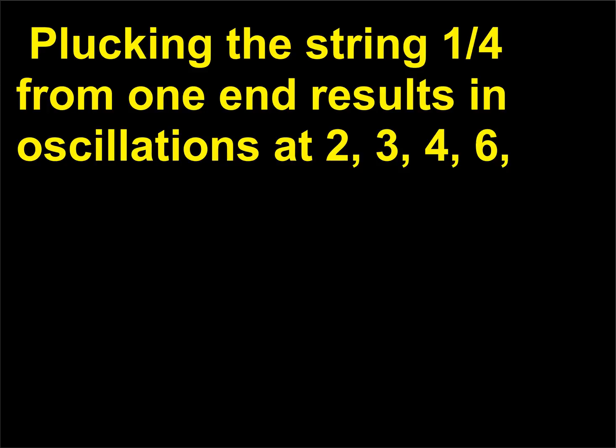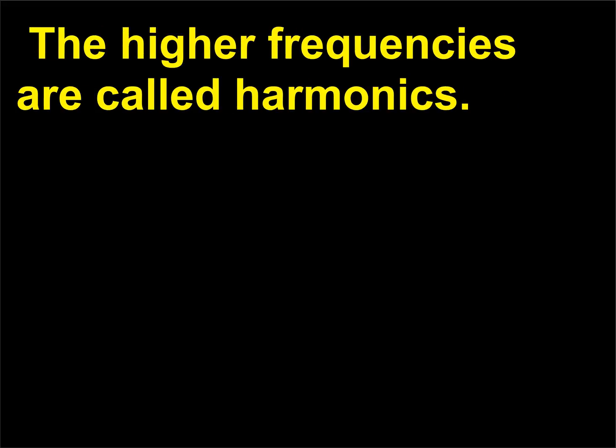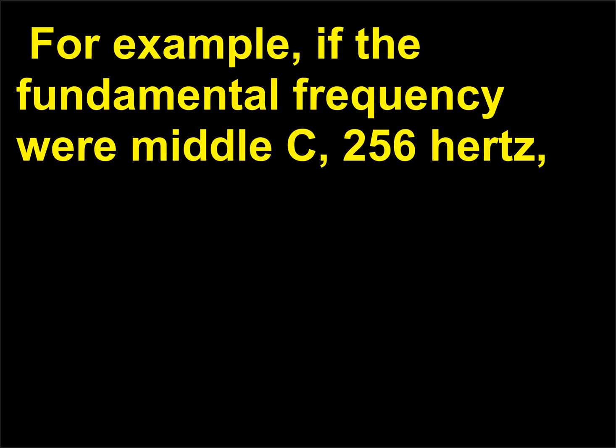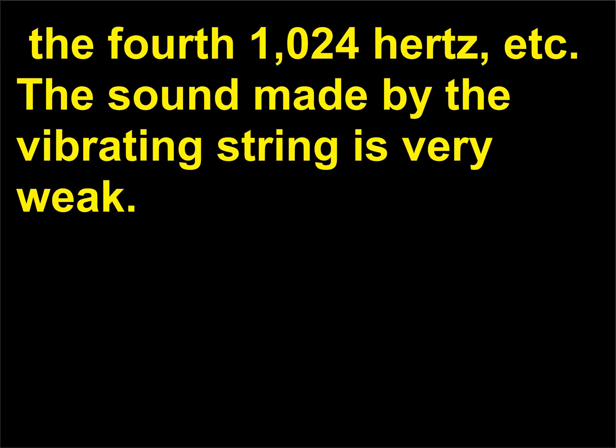Plucking the string one-fourth from one end results in oscillations at 2, 3, 4, 6, and 7 times the fundamental frequency. The higher frequencies are called harmonics. For example, if the fundamental frequency were middle C, 256 Hz, then the second harmonic would have a frequency of 512 Hz, the third 728 Hz, the fourth 1024 Hz, etc.